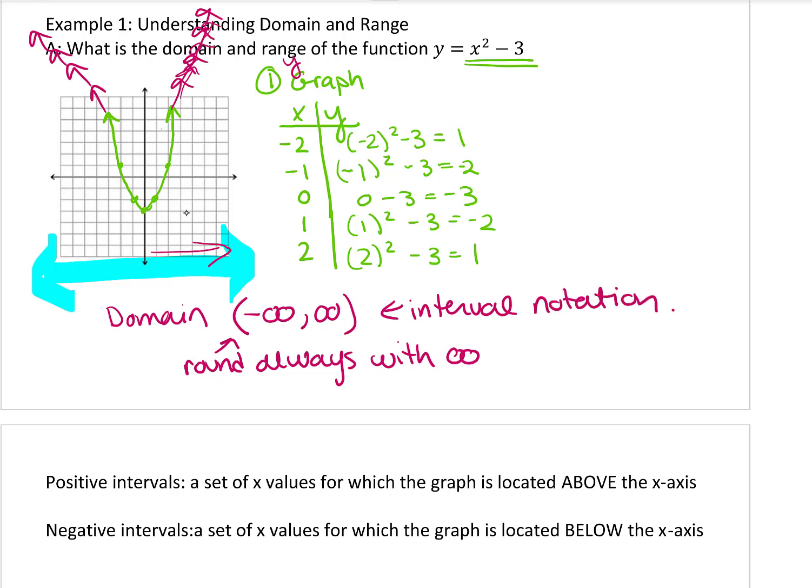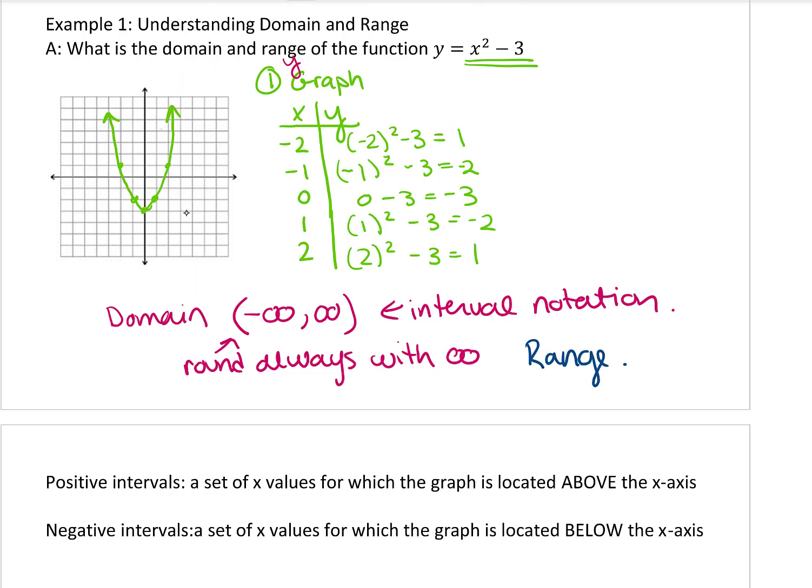Now let's look at the range. Range talks about our y values. So our smallest y value is right here at -3. And then the y values get larger and larger and larger. So the smallest y value is -3, and it's that point right at the vertex. The graph is going through that point, so it is included, and therefore a square bracket. Because the graph goes up and up and up, goes to infinity, infinity always has a round parenthesis.